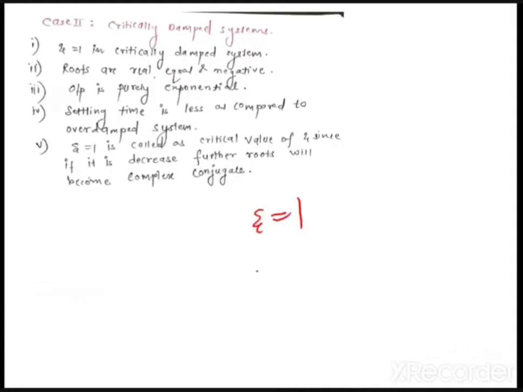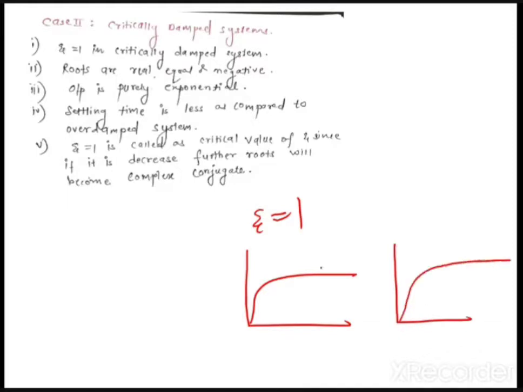For zeta is equal to 1, the graph is like this, exponential. For zeta is equal to 2, again the graph is like this, but the settling time is less. Let us say this is the settling time. So this is zeta is equal to 2, this is zeta is equal to 1.